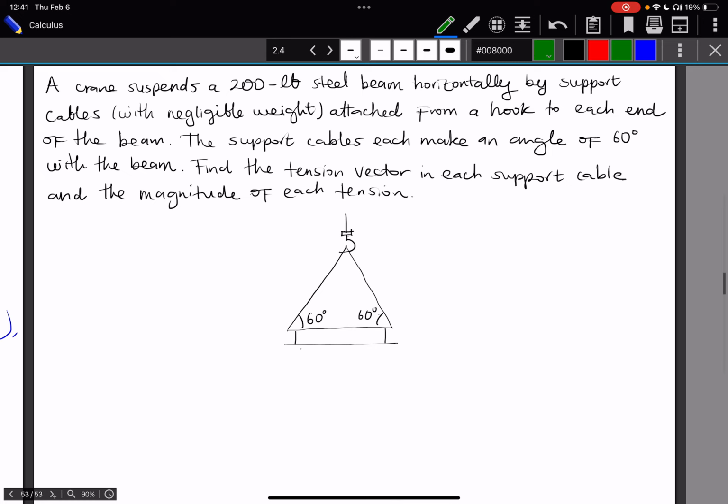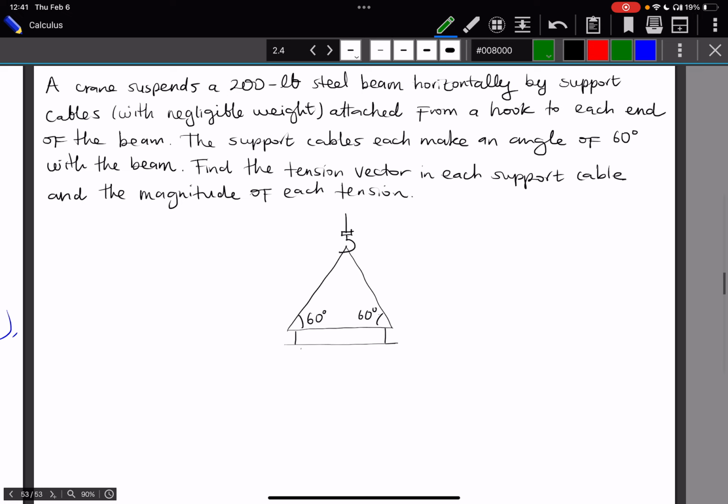We have that a crane suspends a 200-pound steel beam horizontally by support cables, which have negligible weight, attached from a hook to each end of the beam, and the support cables each make an angle of 60 degrees with the beam. We need to find the tension vector in each support cable and the magnitude of each tension.